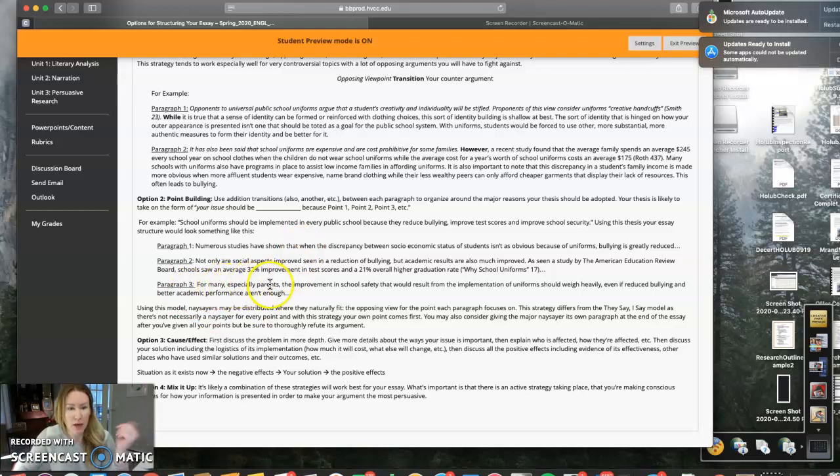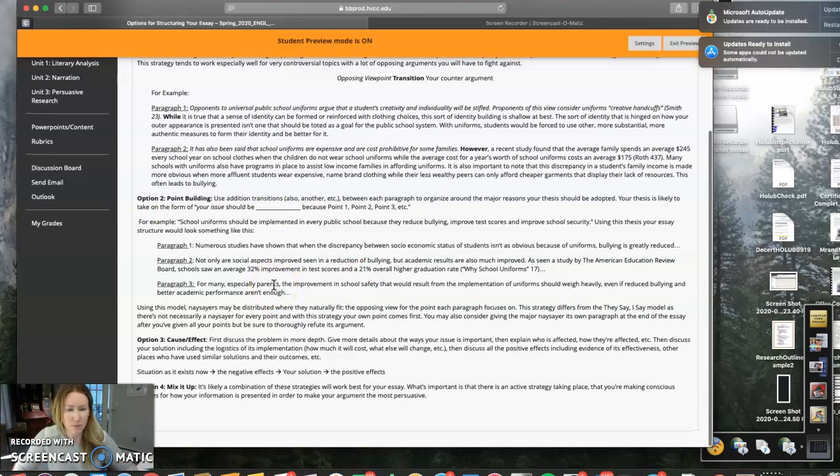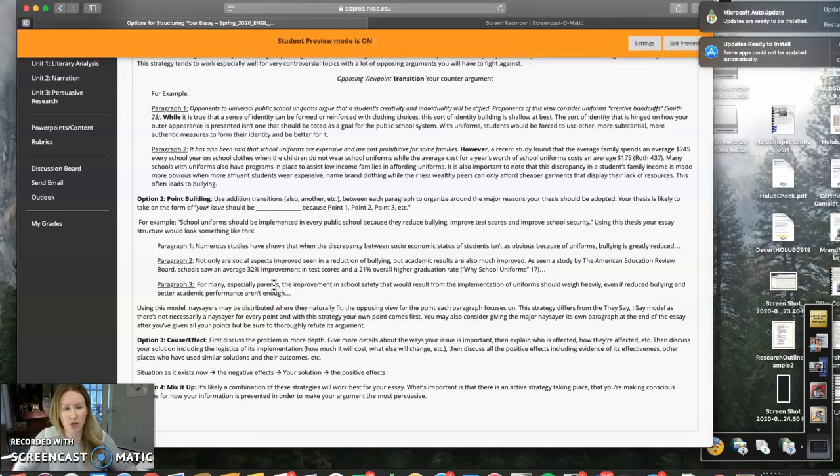Paragraph 3, for many, especially parents, the improvement in school safety that would result from the implementation of uniforms should weigh heavily, even if reduced bullying and better academic performance aren't enough. So again, you'll see that each of these topic sentences link with each other, so it's clear as your reader is reading the flow, they know what to expect to come next, and so on. So again, that's just point building. If you choose that, I suggest putting your strongest point last. That tends to be a very effective way to sway your reader.